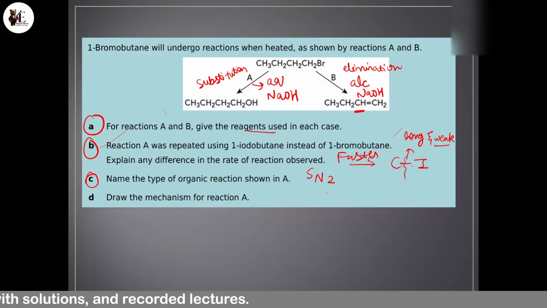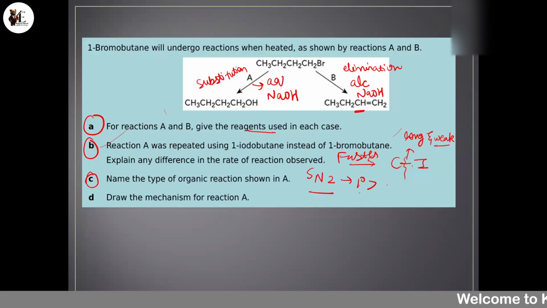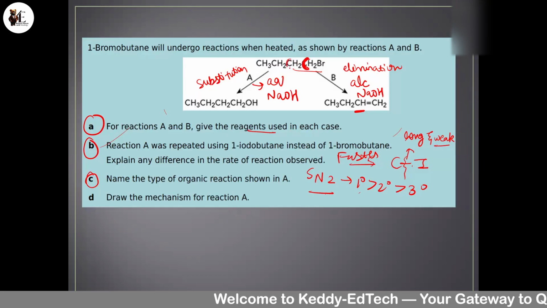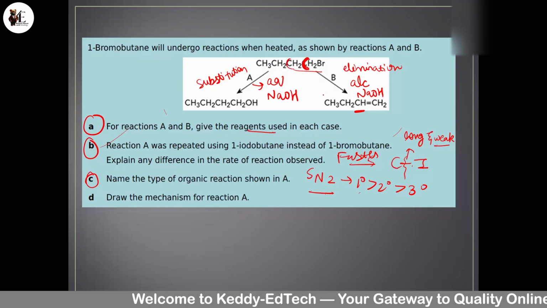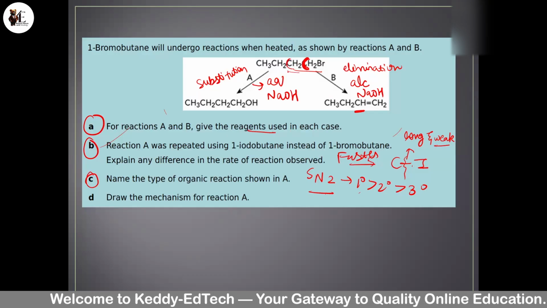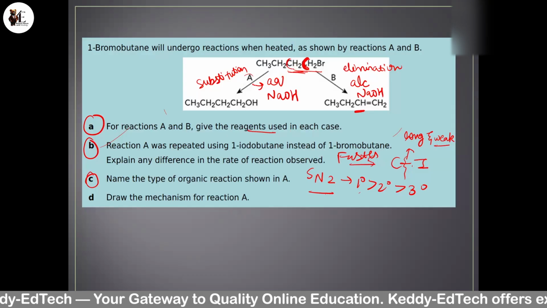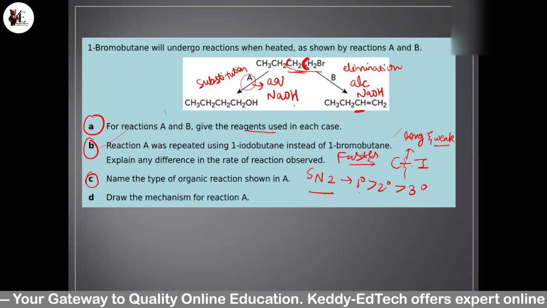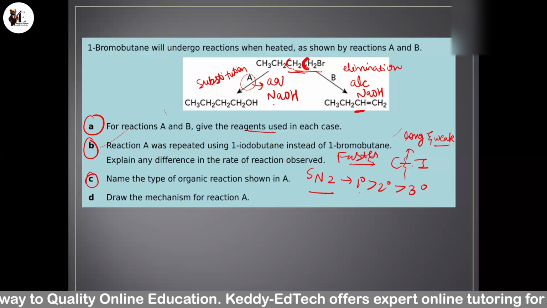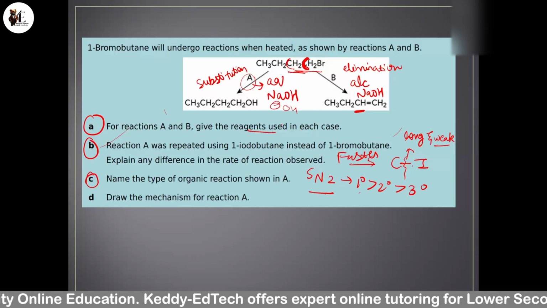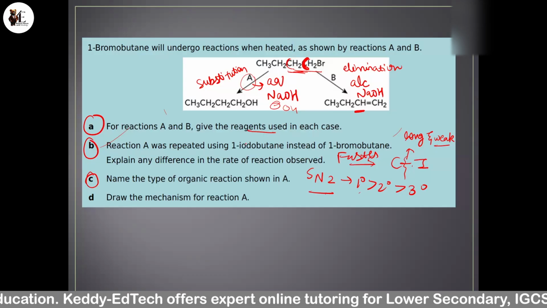Why is it SN2? Because it is a primary alkyl halide, and we know the rate of reaction for SN2 is 1 degree, then 2 degree, and then 3 degree. So it is a primary alkyl halide. This carbon atom is connected to only one carbon atom, so it is an SN2 reaction. We see the reactant first, it is 1 degree. Then we see the reagent also. It should be a strong nucleophile, which here is OH minus. Okay, so it is an SN2 reaction.